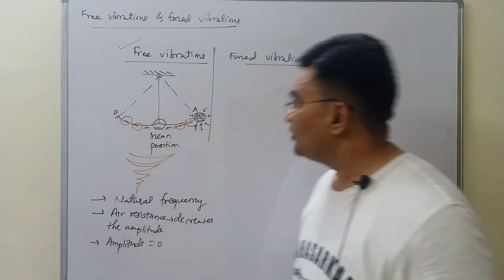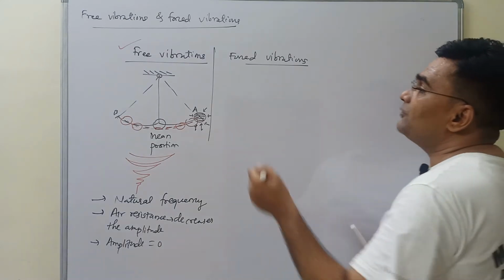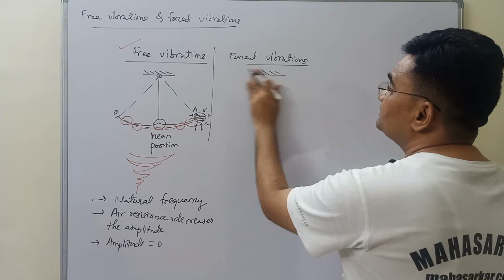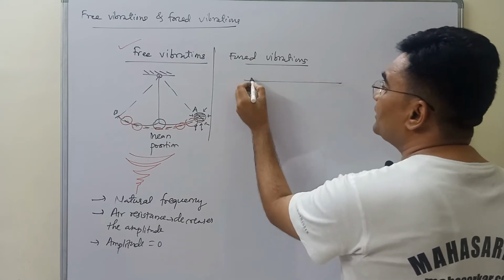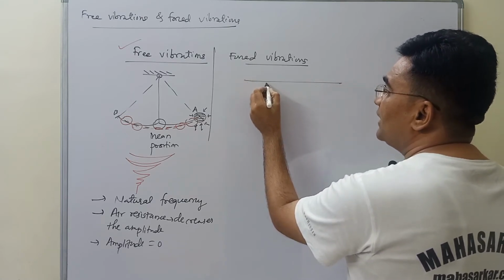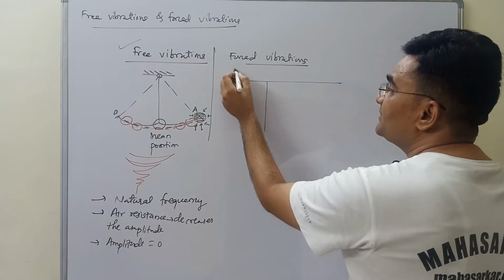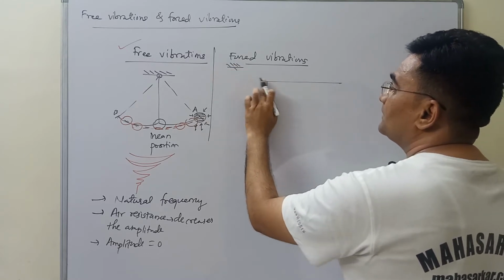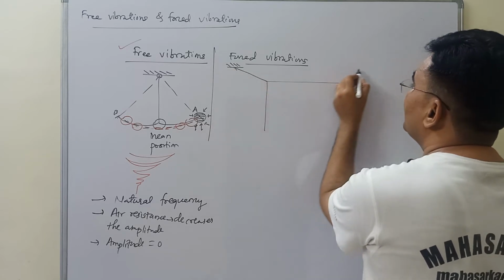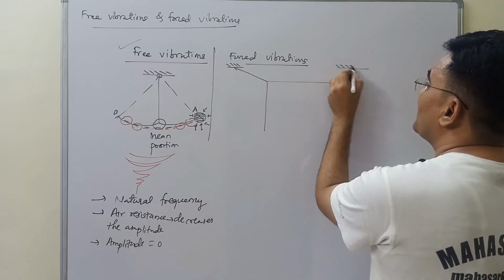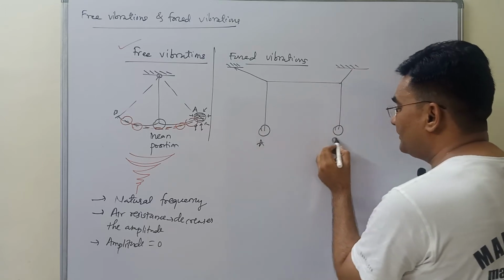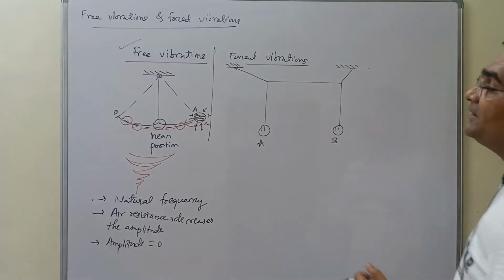Now if we discuss forced vibration, what is there in forced vibration? Suppose two pendulums are suspended using the same thread from two different points of suspension. One from here, the other from here. These are two pendulums, pendulum A and pendulum B. What is going to happen here?